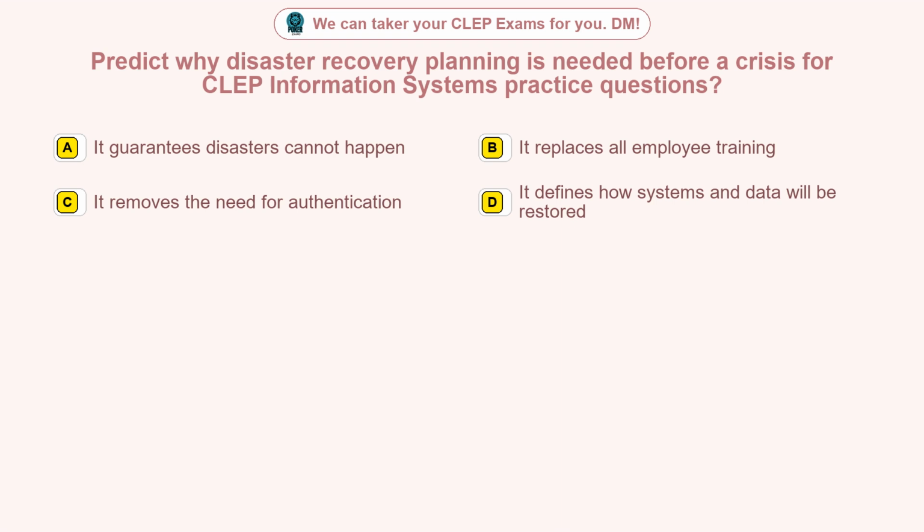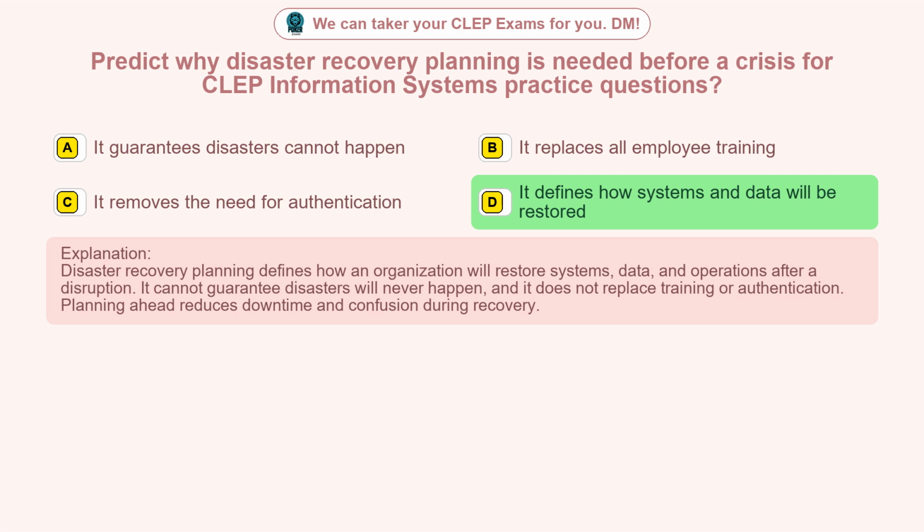Option A. It guarantees disasters cannot happen. Option B. It replaces all employee training. Option C. It removes the need for authentication. Option D. It defines how systems and data will be restored. The correct answer is option D. It defines how systems and data will be restored.